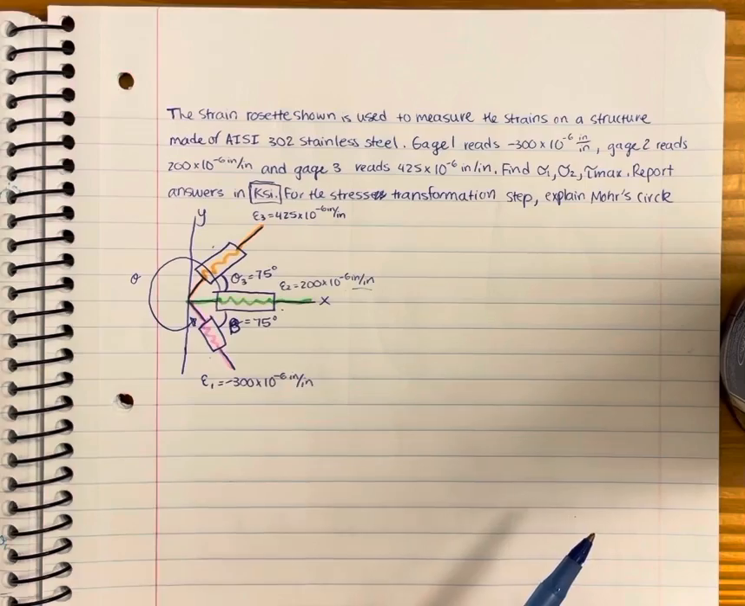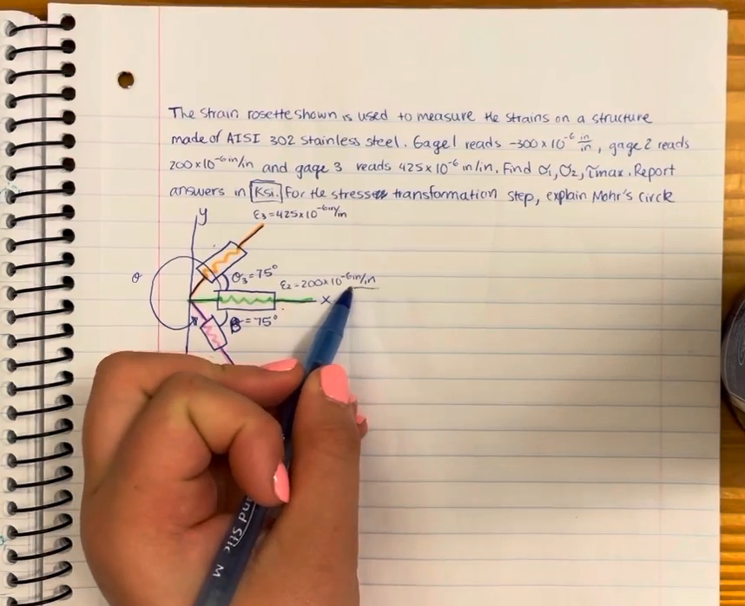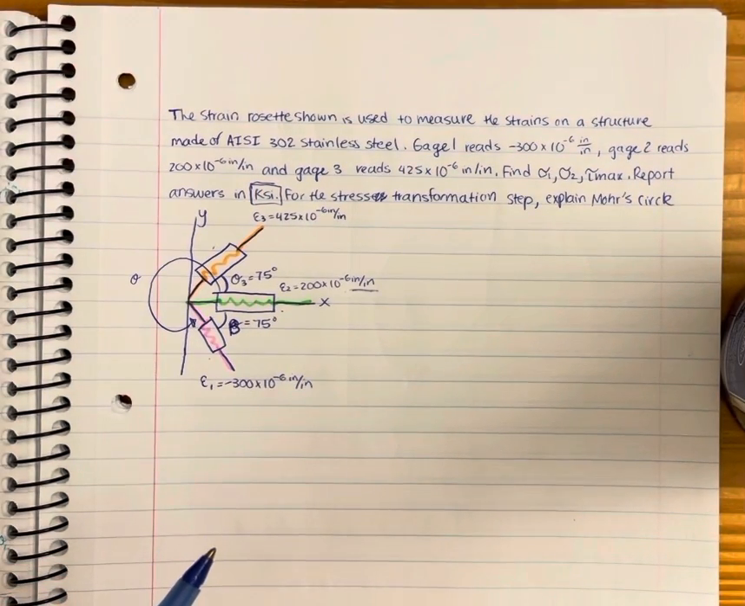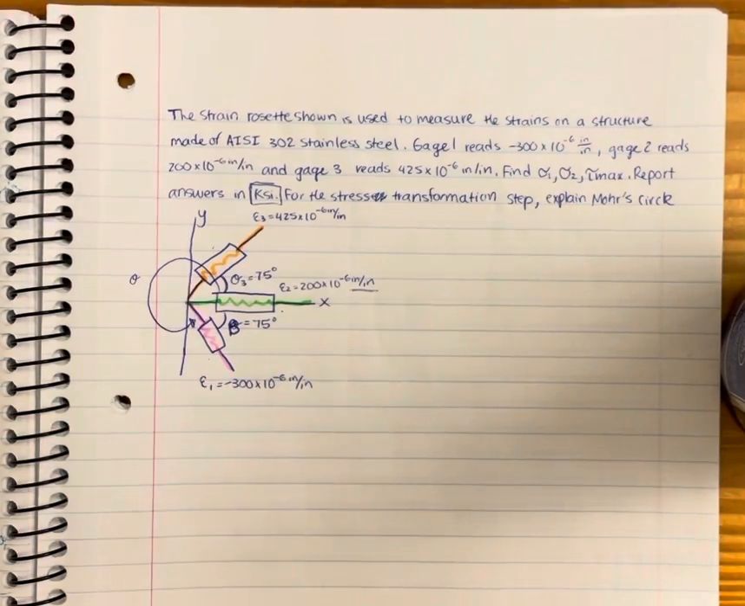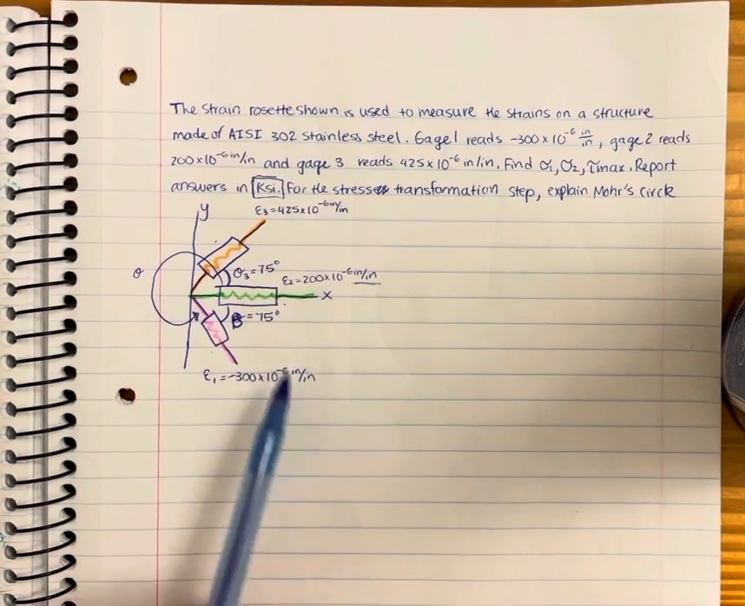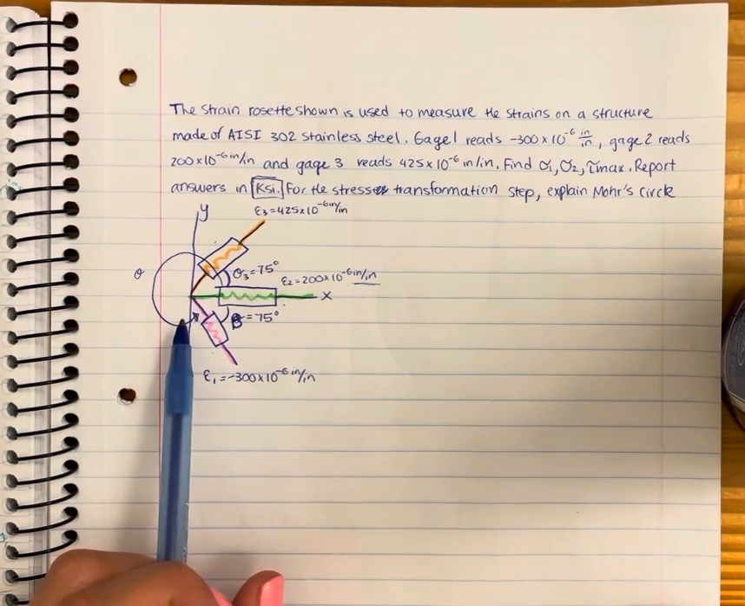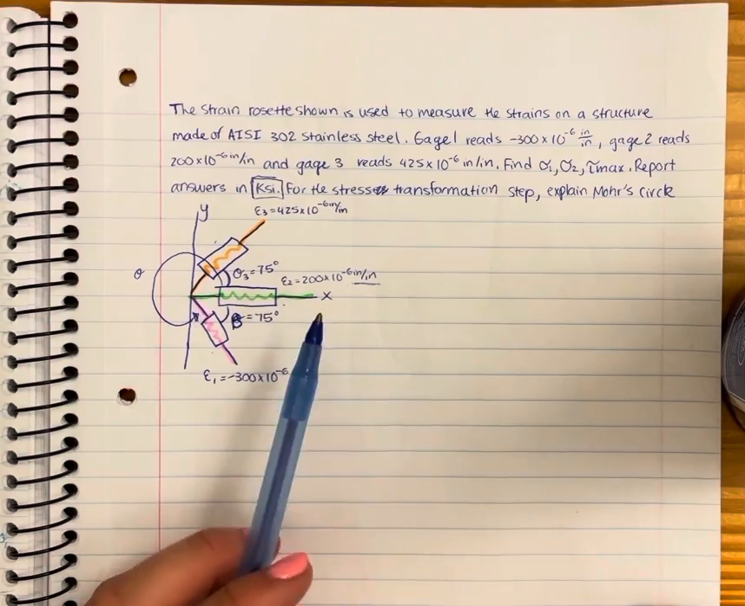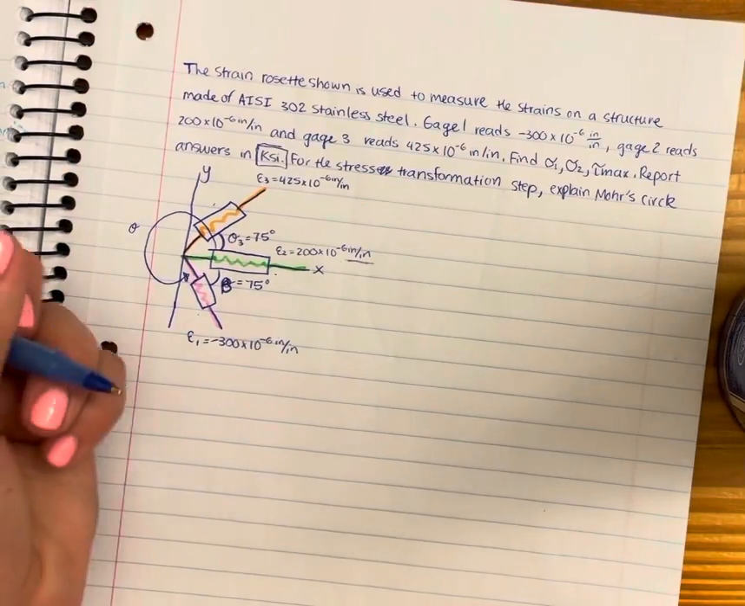We are going to report our answers in KSI because since these are inches per inches and in the US customary system, that means that we will be reporting the stresses in KSI. So first, we want to find the strain in the X direction, the Y direction, as well as the shear strain by using the strain rosette equations. Now, I will write the strain rosette equations out right here.